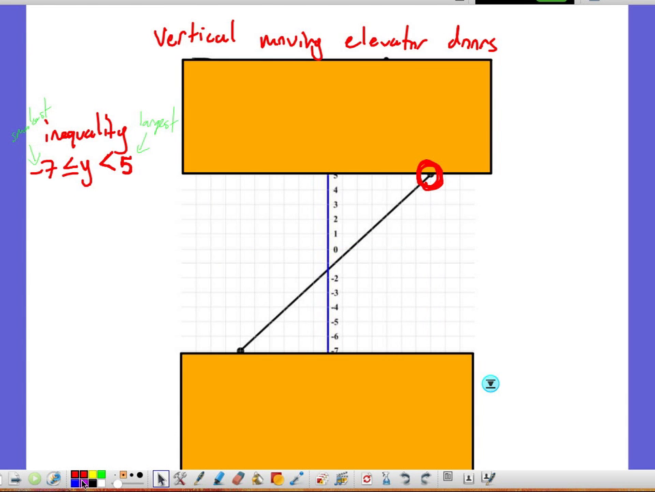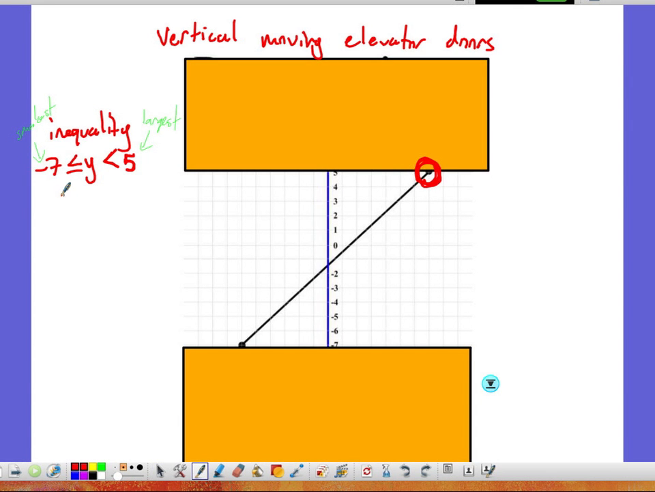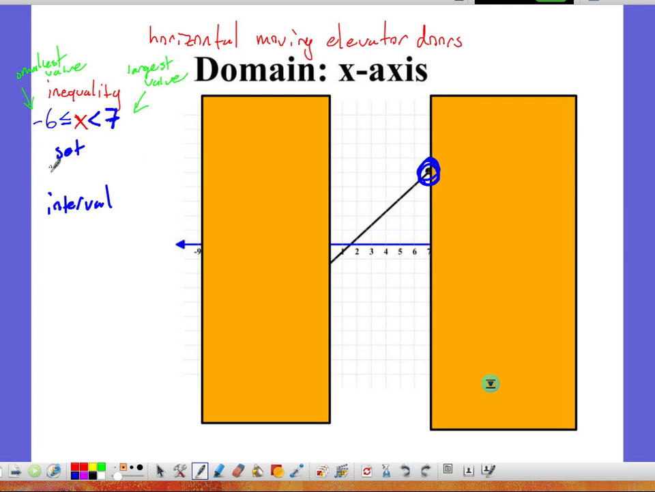But now the book is asking not just for inequality form, it's also asking for the set notation and the interval notation. So let's go back to the domain. Set notation is actually very simple. What you need to do, first thing you need to do, is draw your curly braces, open and closed.